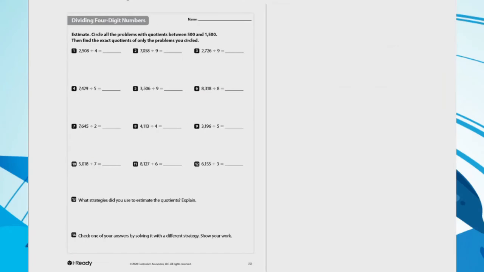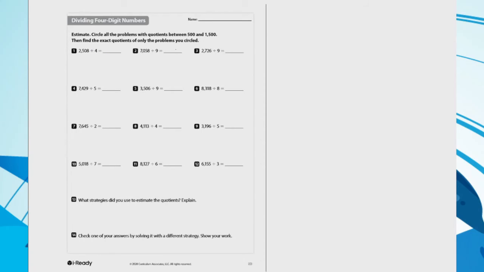On page 23, we are dividing 4-digit numbers. Our instructions are: estimate. Circle all the problems with quotients between 500 and 1,500. Then find the exact quotients of only the problems you circled. So to estimate, we're going to be rounding numbers again.